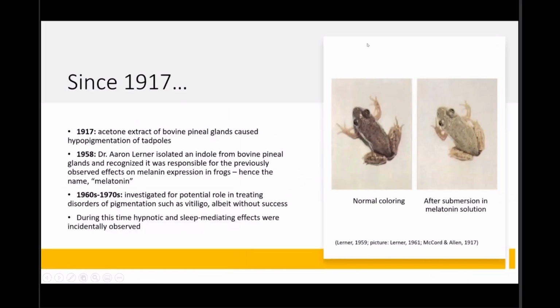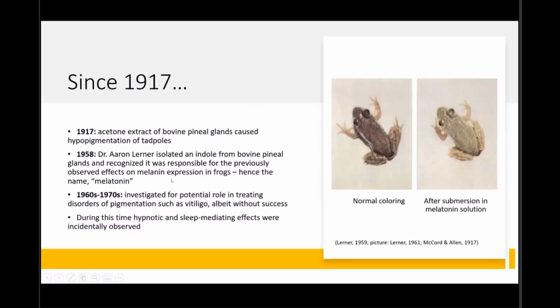All right. I like to set things in a historical context. The first time you see melatonin mentioned in the literature is around 1917, although at the time we didn't know what we were looking at. Someone noticed that if they injected an acetone extract of bovine pineal glands into tadpoles, they would be much lighter in color than their cohorts.